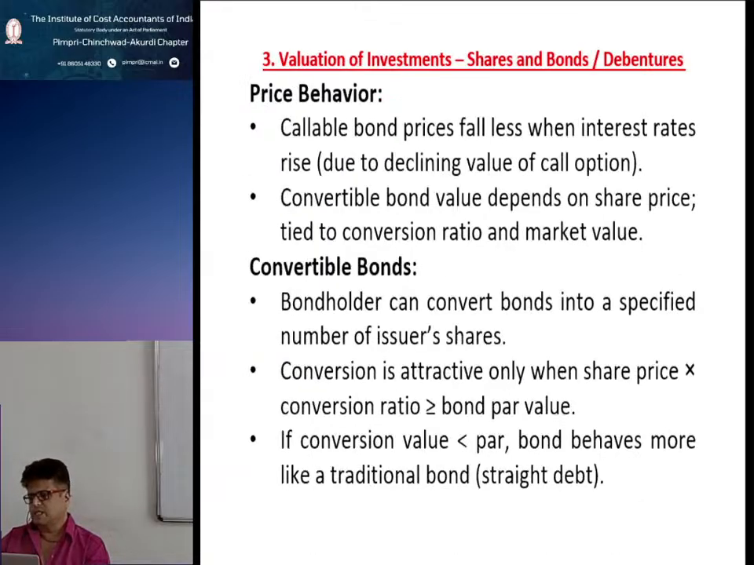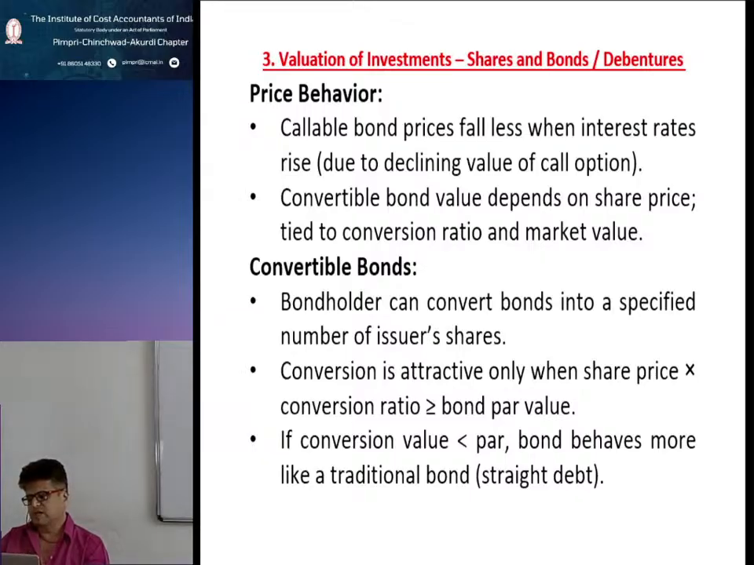Then we saw the price behavior. Callable bond prices fall less when interest rates rise, and convertible bond value depends on the share price tied to the conversion ratio and market value. With convertible bonds, bondholders can convert bonds into a specified number of issuer shares. Conversion is attractive only when share price times conversion ratio is more than or equal to the bond par value.